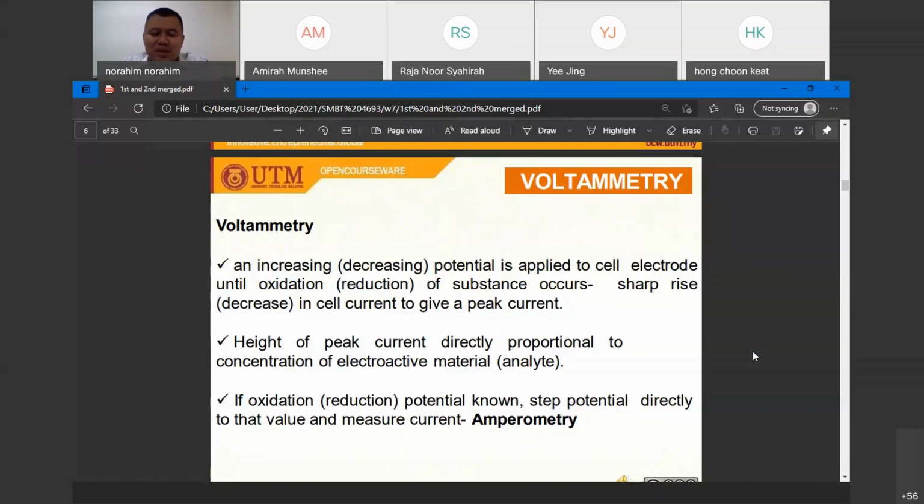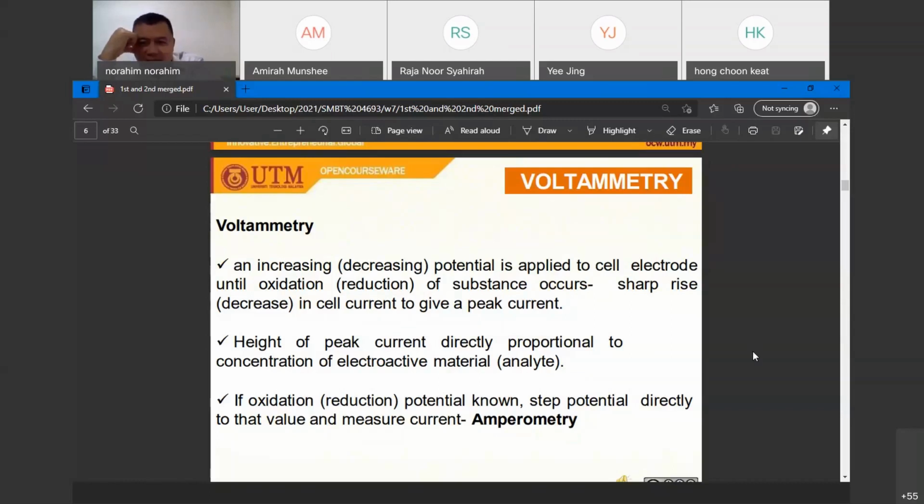What's the difference between voltammetric and amperometric? I think from the note, voltammetry is to measure the current at varying potential. Yes. Amperometry also measures current, but as a function of time. Okay.